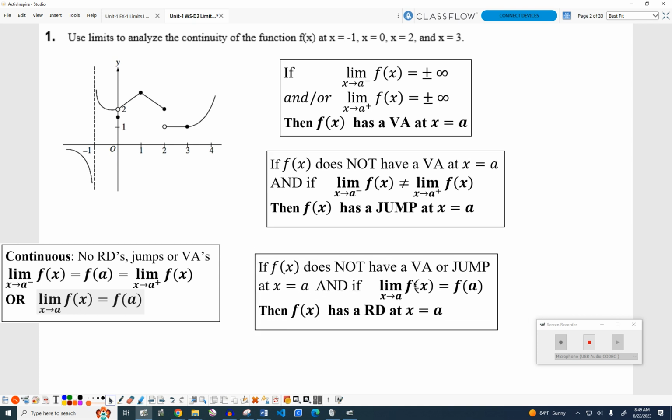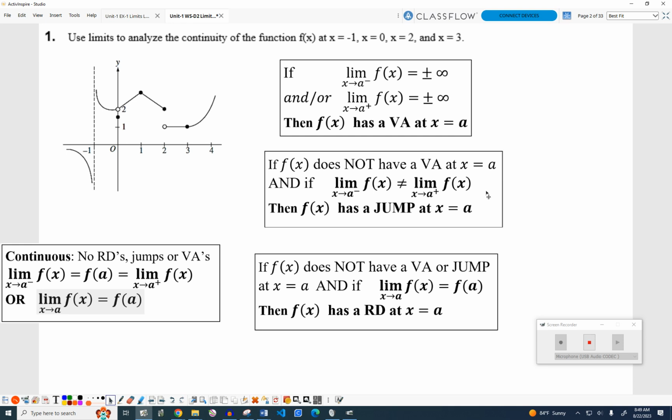But again, that's a typo. But then the overall would not match the function's value. So that these two are equal when you have removable. Does that help better? Yeah. The two limits would equal each other, but not the function's value. Not the function's value.